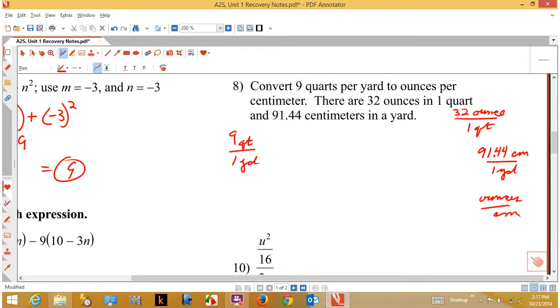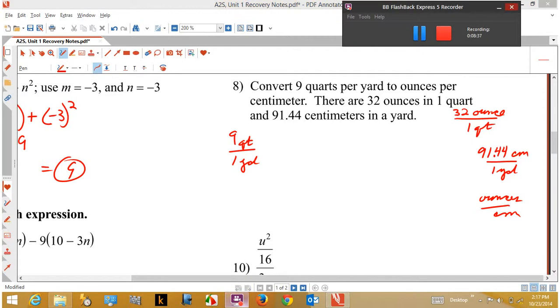So first thing I have to do is take a look, and I have a quart as a numerator, and I need to look at what I need to have. I need to have ounces per centimeter. So I need to find something that relates quarts and ounces. Well, that's right here, 32 ounces per quart. And I need to have the quart as a denominator so that it cancels with this quart. And you'll see what I'm going to do here in a second.